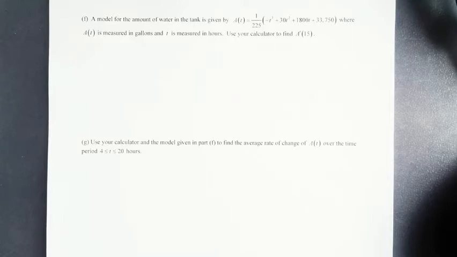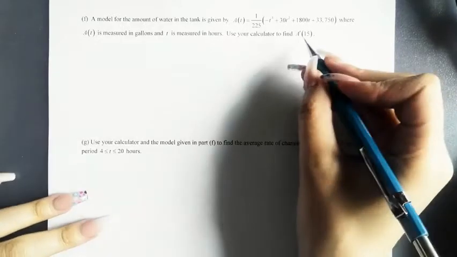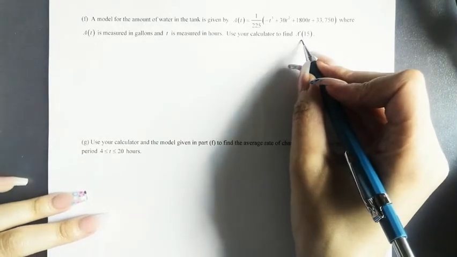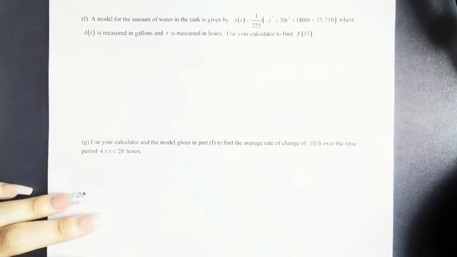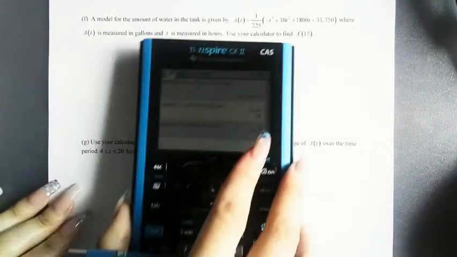So for this one, we have that a model for the amount of water in the tank is given by A of t equals 1/225 times negative t cubed plus 30 t squared plus 1800 times t plus 33,750, where A of t is measured in gallons and t is measured in hours. We need to use the calculator to find this. If you have a CAS or a CX calculator, this is what I'm going to do.